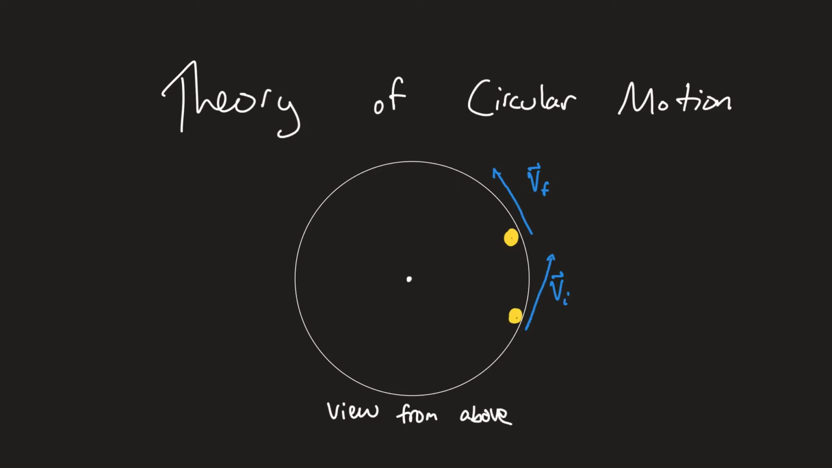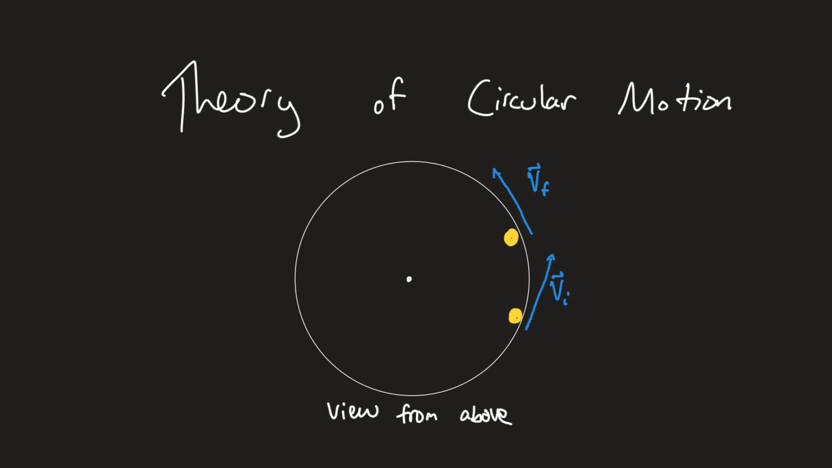In this video, we're going to take a look at the theory of circular motion, and we'll start from a really simple picture as you're seeing right here, where we just have an object going around in a circle at constant speed. We're looking at this from above. Maybe this is a marble going around some type of circular hoop or something like that.